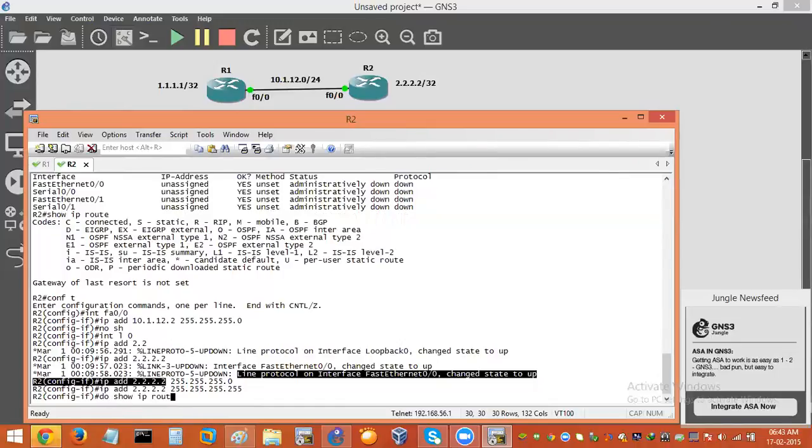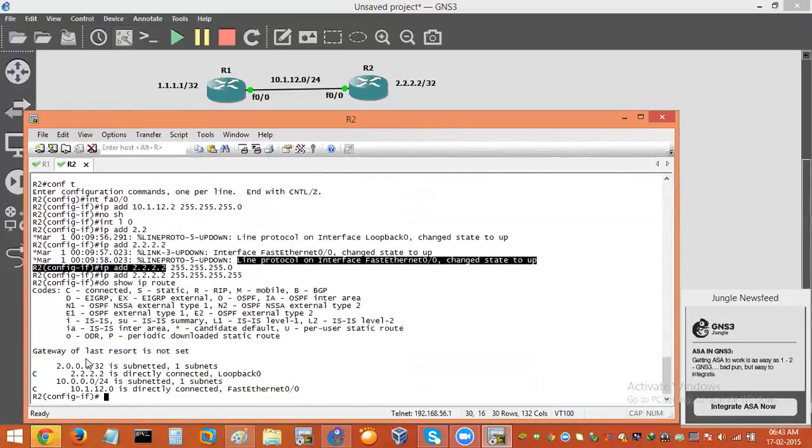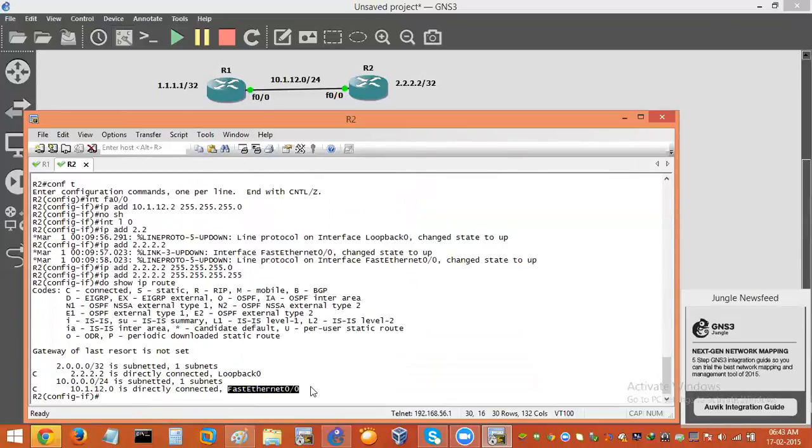So if you check now, do show IP route on R2. R2 is also going to have two routes. One is /24 with 10.1.12 network connected on FastEthernet 0/0 interface, and another one is the loopback interface, which is 2.2.2.2 with the /32 mask now.